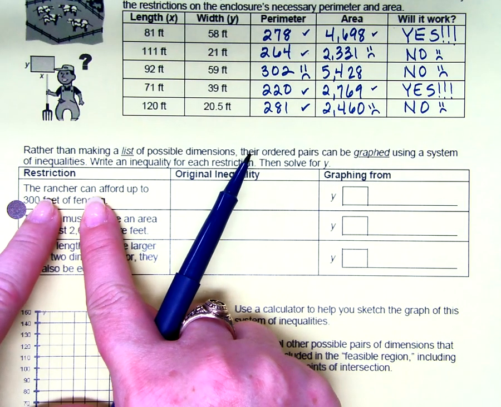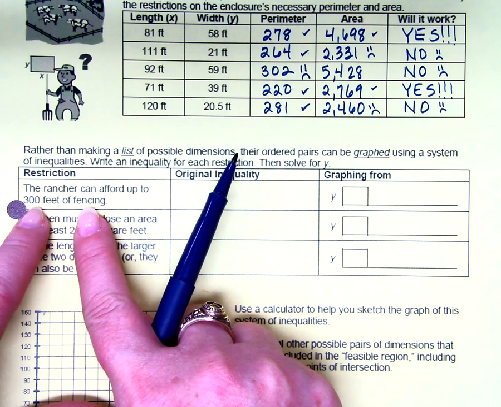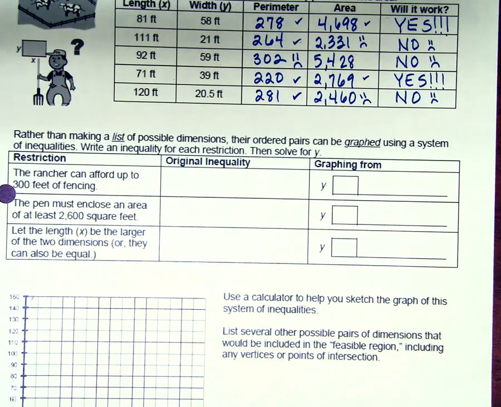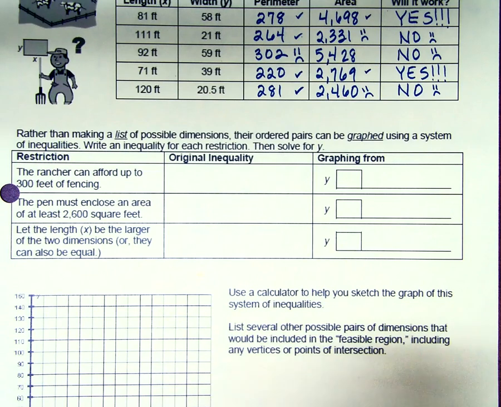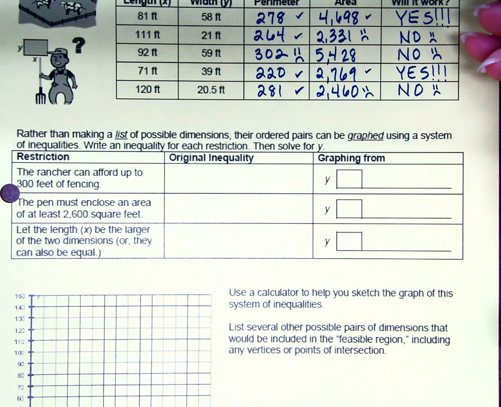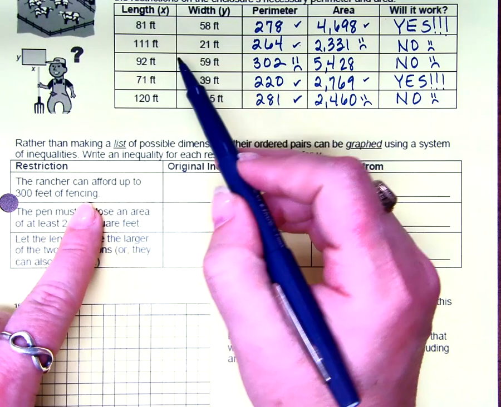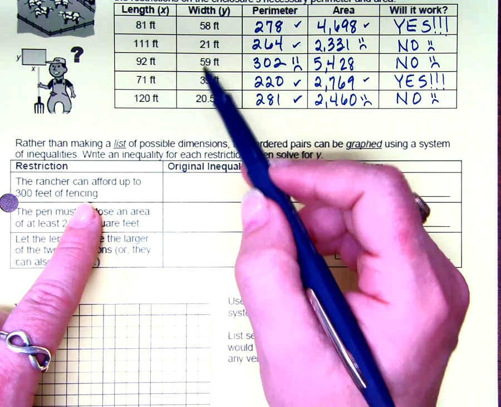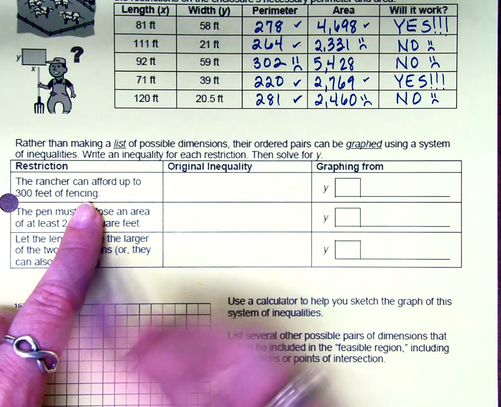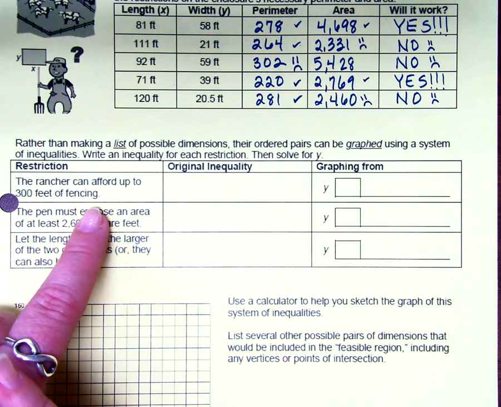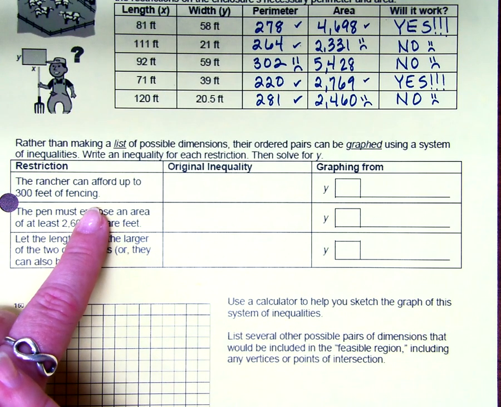So this was the restriction. The rancher can afford up to 300 feet of fencing. You guys told me a minute ago, if it's up to 300, that means it could equal 300. Otherwise, it has to be less than that, right? That's what you told me. I agreed with you because you were right. And you also told me that perimeter was two of these plus two of these, right? How would we set that up like in a math sentence? What would it look like?